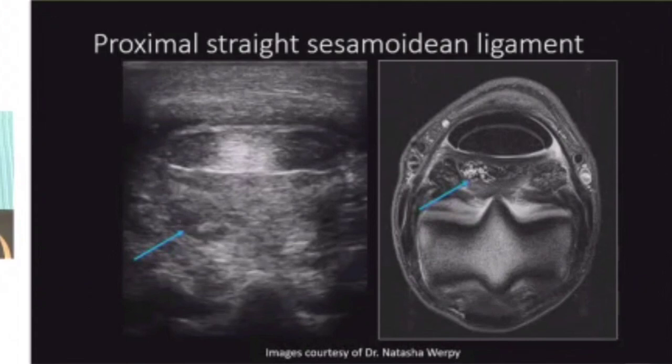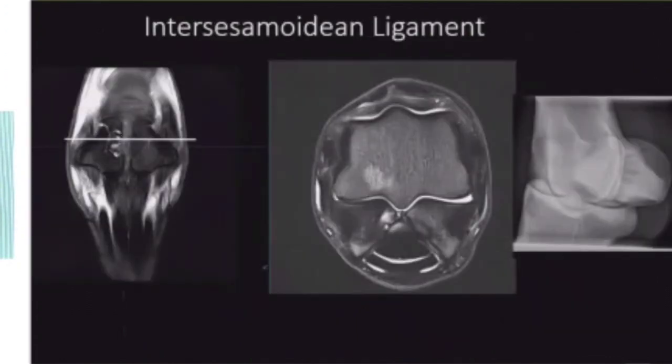But it's just an important thing to know that it exists, to know this area can get this damage, and to realize that even if you don't see it with your ultrasound, it can still be there. Coming up from that, we also have the intersesamoidean ligament. So that was just a little distal, right at that interface between intersesamoidean and straight.